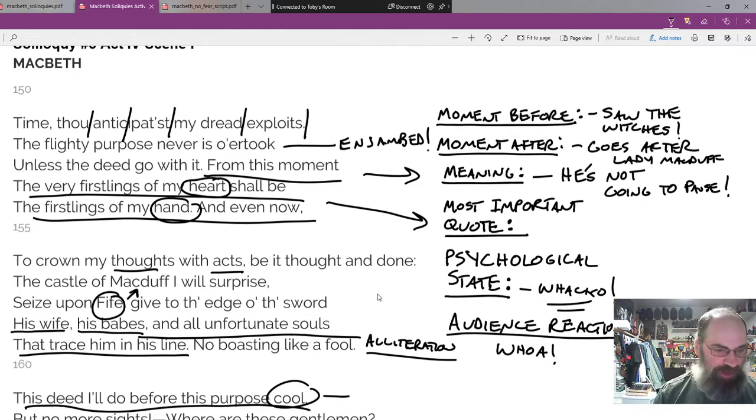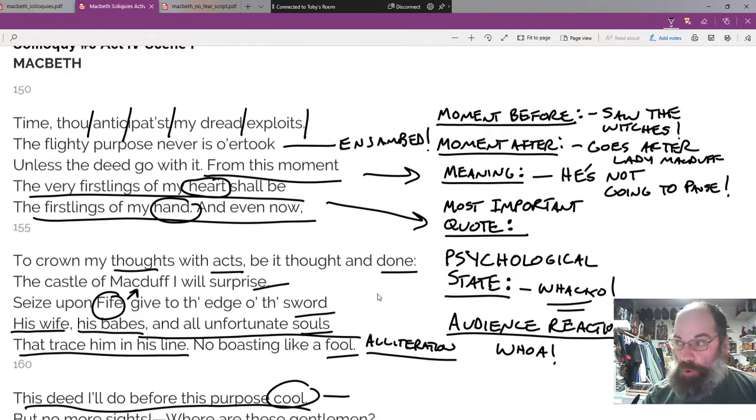To crown my thoughts with acts, be it thought and done. The castle of Macduff I will surprise. Seize upon Fife. Give to the edge of the sword his wife, his babes, and all unfortunate souls that trace him in his line. No boasting like a fool. Now notice that I hit fool, souls, sword, surprise, done. I kick the box. To crown my thoughts with acts, be it thought and done. The castle of Macduff I will surprise. Seize upon Fife. Give to the edge of the sword his wife, his babes, and all unfortunate souls that trace him in his line. No boasting like a fool.